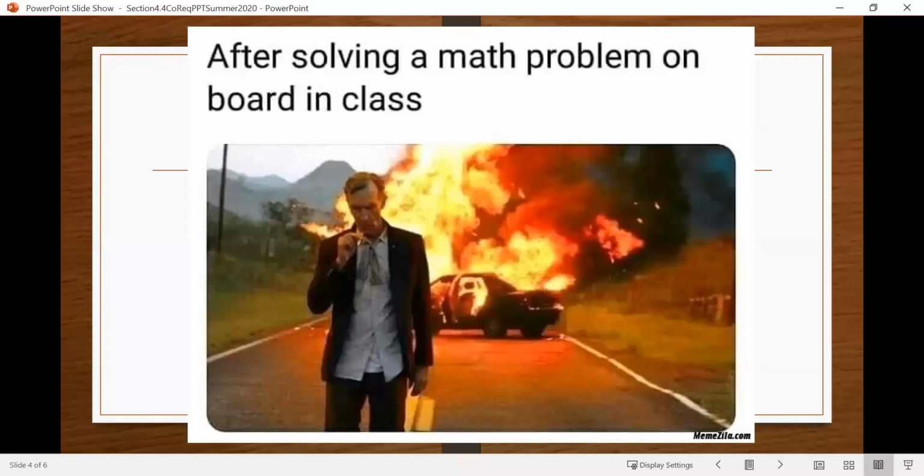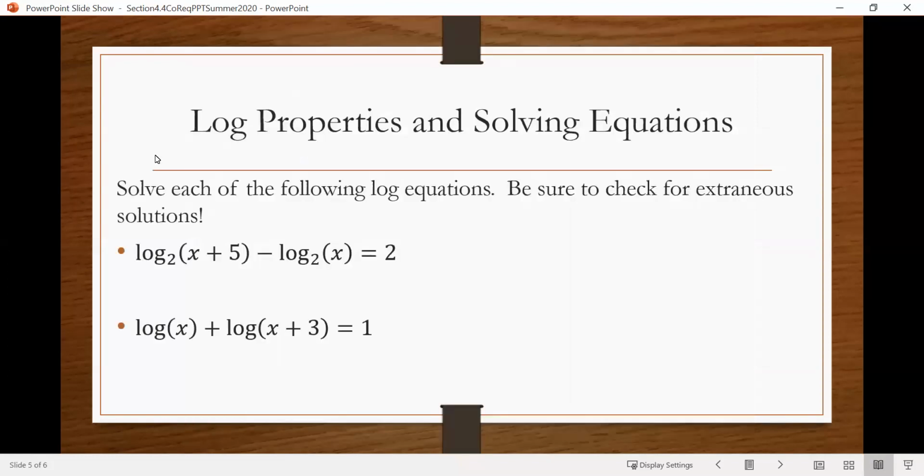All right, hello everyone. Welcome to the second part of the video for section 4.4. We're now going to look at how we can use those logarithm properties that we learned in the last video to do some solving of equations. So let's take a look at these problems here.